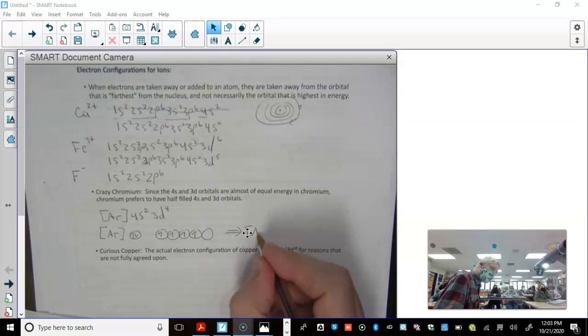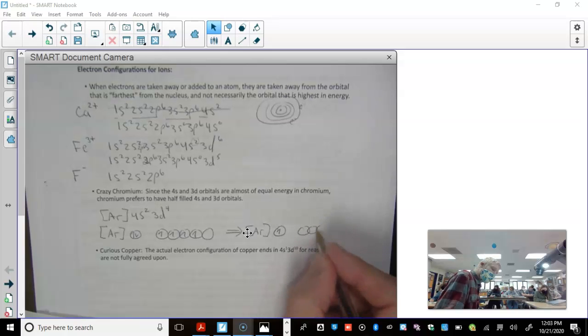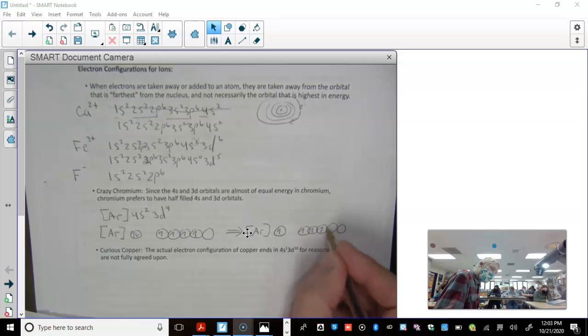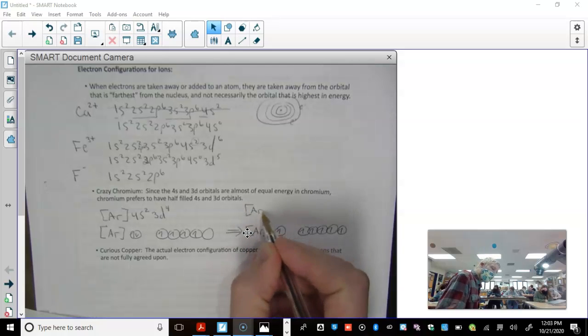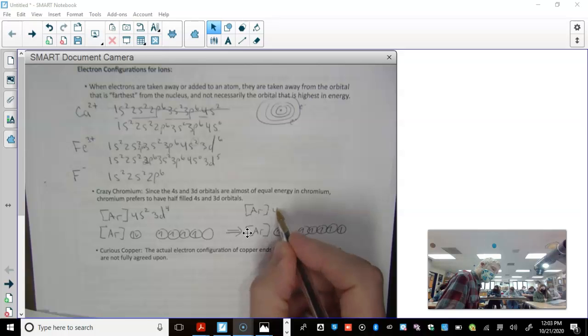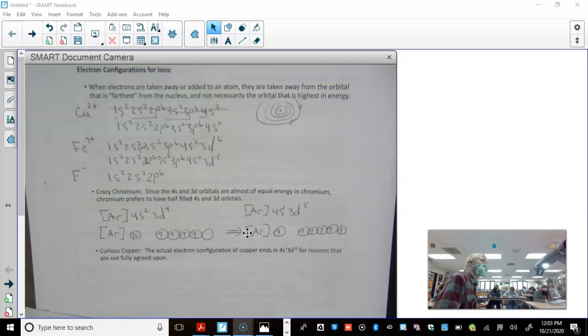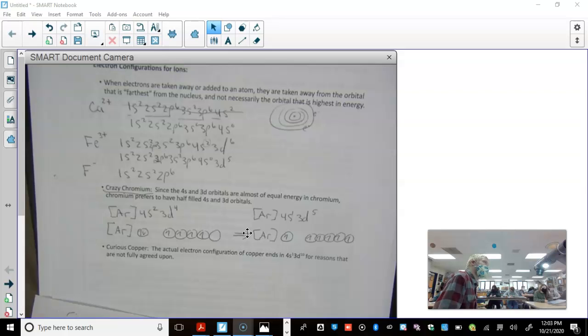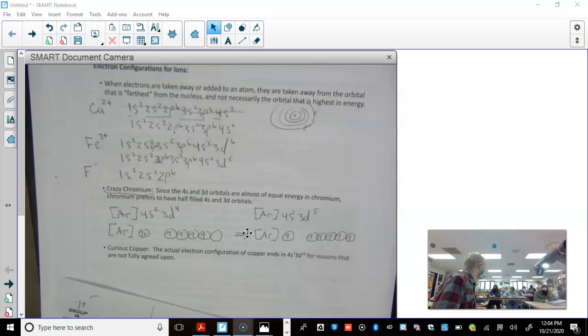So we would write it as argon, 1 in the s, and 1 in each of the d orbitals. So if we write it out, it would be 4s1, 3d5. So chromium is one that you're going to want to remember, look out for. It's an exception. And the rule of thumb is it's lower energy to have half-filled orbitals if it's a possibility.